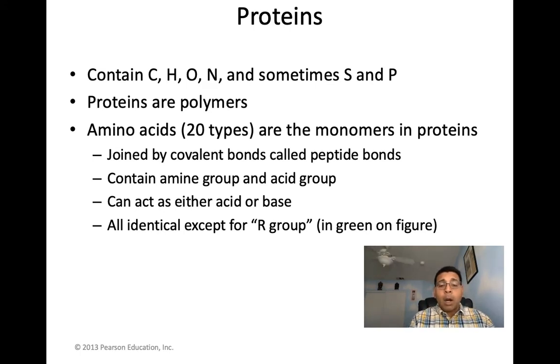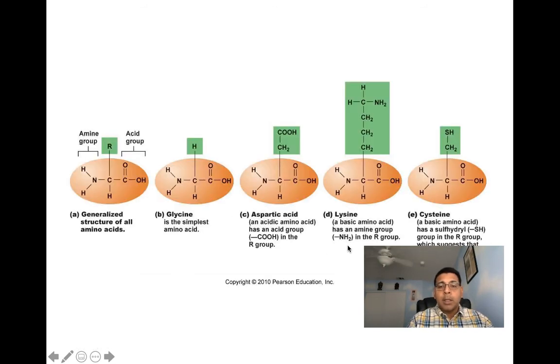All amino acids are identical except for a single group of atoms called the R group. They're going to have an amine group and an acid group. That's allowing them all to be similar. The R group is the part in green. Here you can see a central carbon to which is attached an amine group, and on the other side an acid group. And then here you can see an R group attached to it as well.